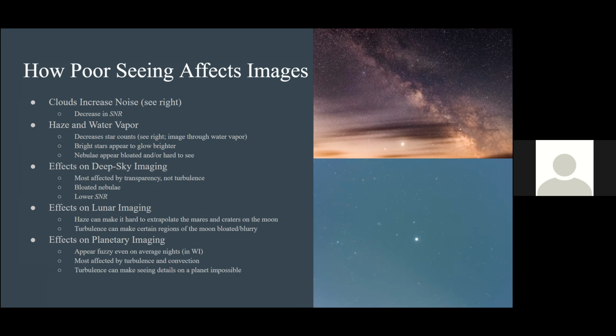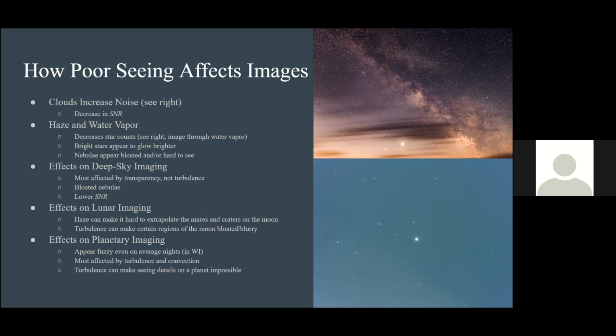And then also there are some obvious effects on deep sky imaging. I said we'd discuss each type of imaging and how this would affect everything. Obviously, deep sky imaging is most affected by transparency and not turbulence. It's because you're taking longer exposures. Turbulence is more immediate and occurs not stringently, but in small bits, small waves.